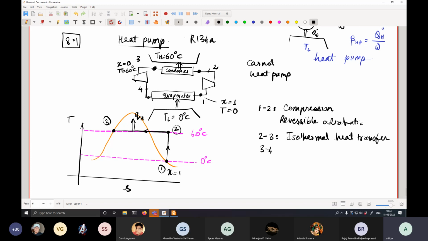Now 3 to 4. What is 3 to 4? It's a turbine or an expander. So it's reversible adiabatic. So it comes down like this. So this is point 4. Now point 4 to point 1 is isothermal heat transfer. In going from point 4 to point 1, if the energy of the fluid is increasing, then heat has to be given to the system. It is taking in heat. So this is QL.